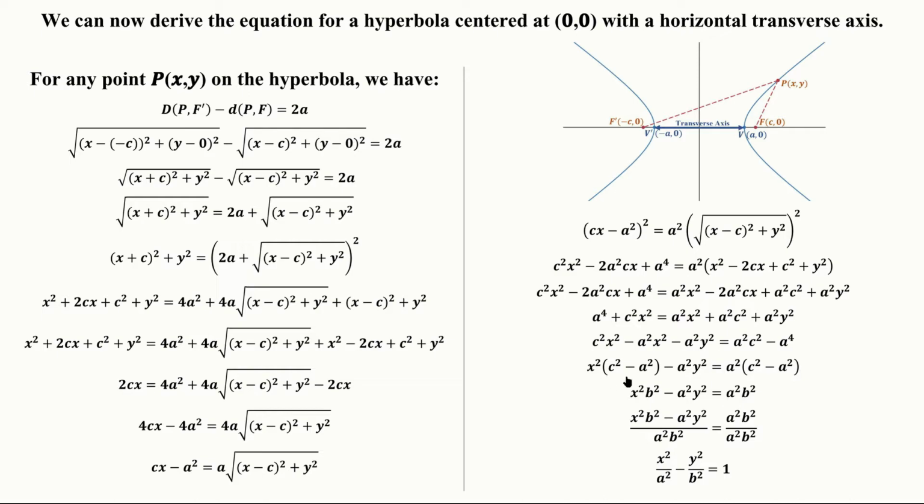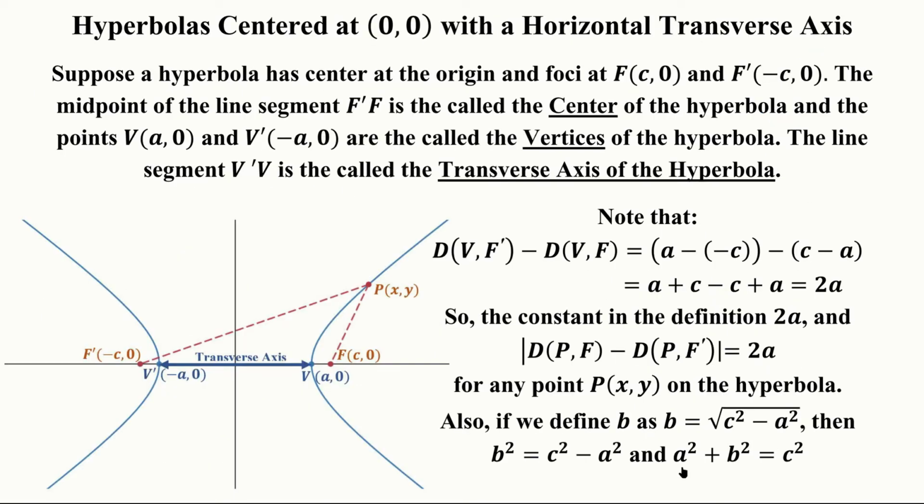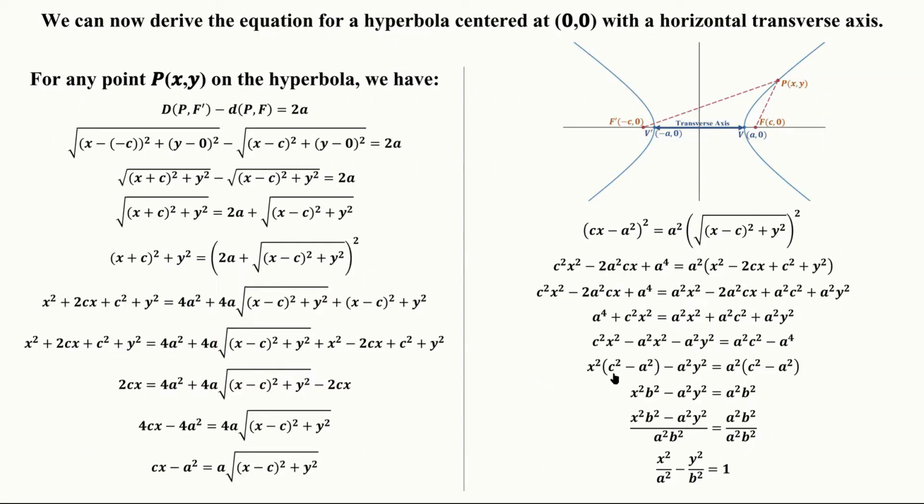If you remember, c squared minus a squared is b squared. Let me show you from the previous screen for a second. See, we defined b to be the square root of c squared minus a squared, so that b squared becomes c squared minus a squared. That's the substitution we're making. So we're replacing both of these c squared minus a squareds with b squared. So we get x squared b squared minus a squared y squared equals a squared b squared.